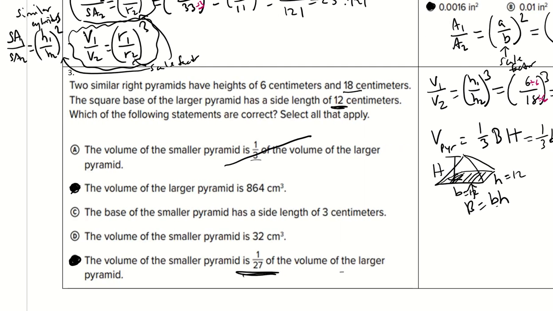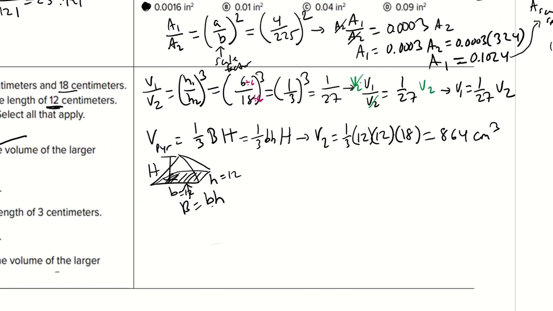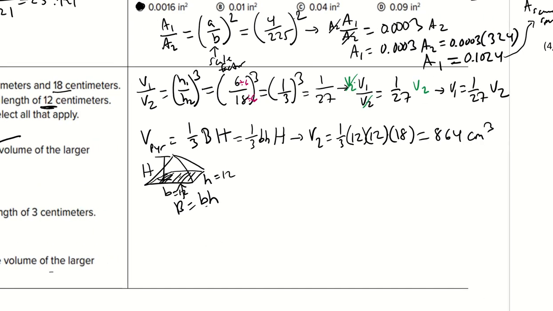All right, so let's take a look at part C. The base of the smaller pyramid is 3. Let's figure that out. How do I do that? Well, let's say this is the bigger one, and this is the smaller one, right? So let's call this base 2, and let's call this base 1. A little base 2, little base 1. So I just have to figure out the ratio of those two. That's all I gotta do.